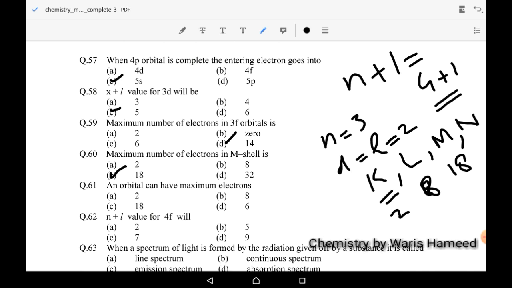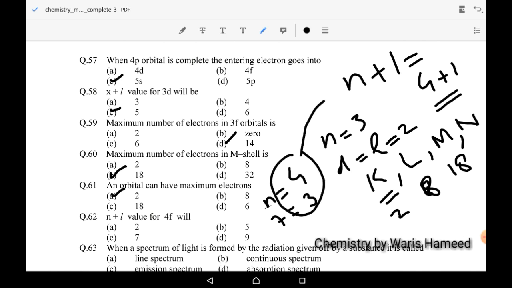An orbital can have maximum 2 electrons. An orbital can have only 2 electrons. n plus L value for 4f: n is equal to 4 and f is equal to 3. Then putting these values in n plus L rule, it will be equal to 7. So its correct answer is 7.